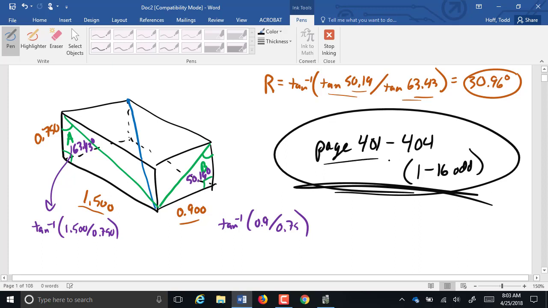So page 401 to 404, I think that's the end of that packet. Okay. 1 through 16, technically 1 through 15, the odds. If you do those 8 problems, that would probably be enough to scratch your itch. Tomorrow there will be a quiz on compound angles and drilling.